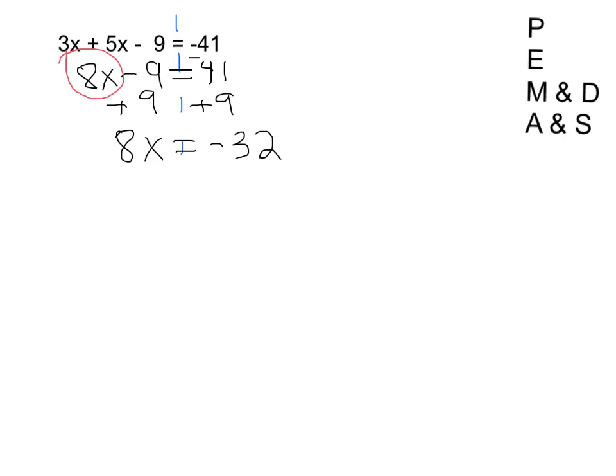Now I have a one-step equation. 8x, or 8 times x, equals negative 32. I can go ahead and divide both sides by 8. Or if I wanted to, I could say I was multiplying both sides by 1 over 8, the multiplicative inverse of 8. Either way, I'm going to get x equals negative 4.